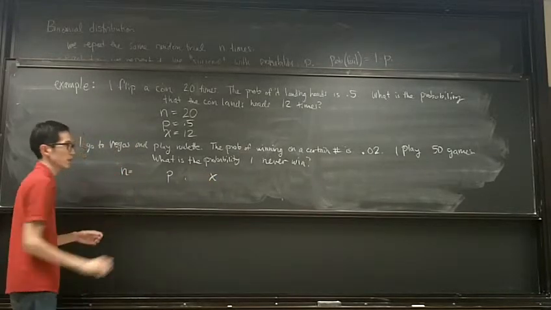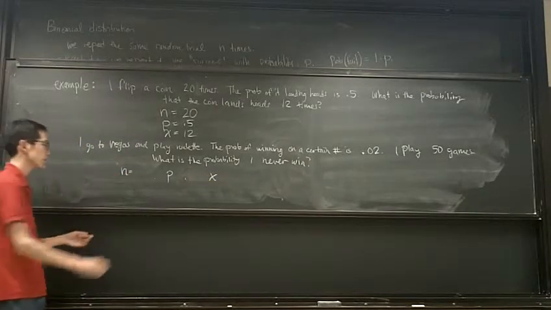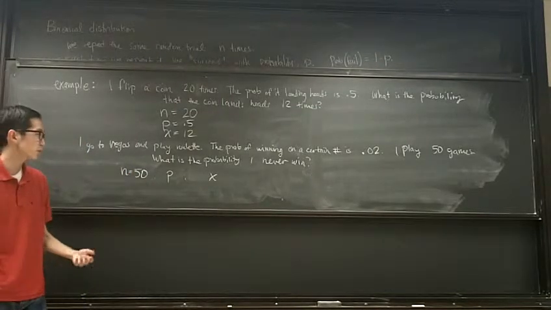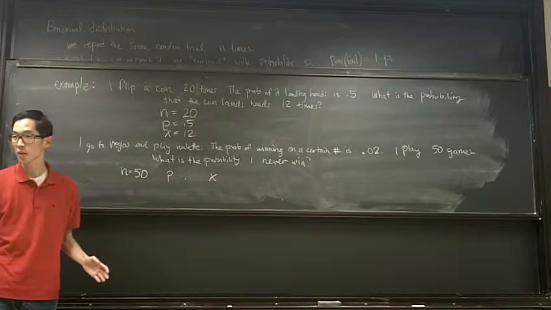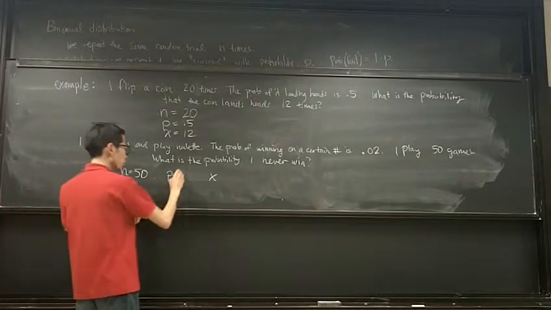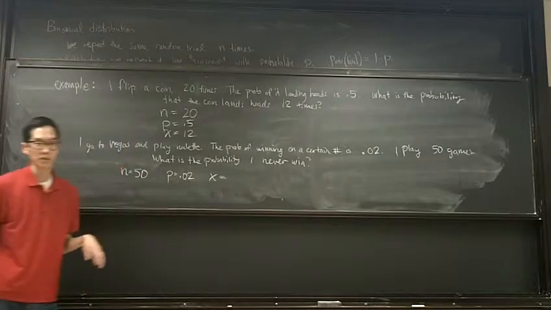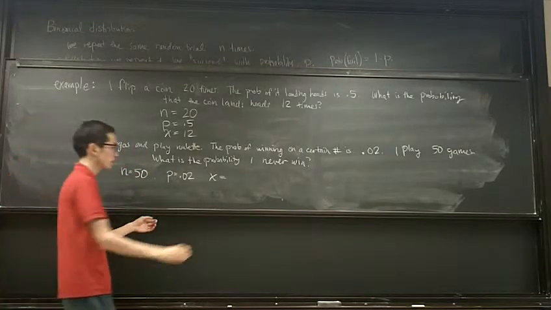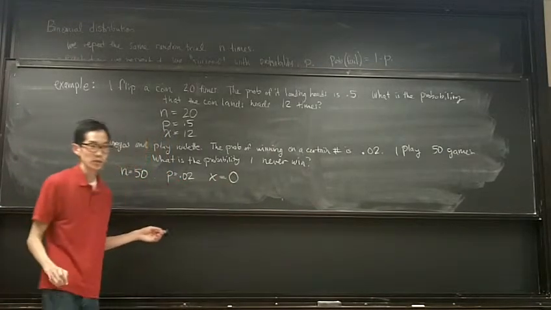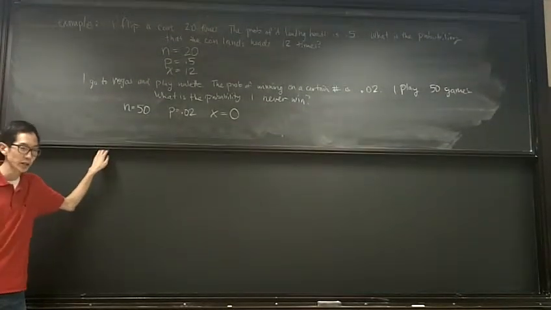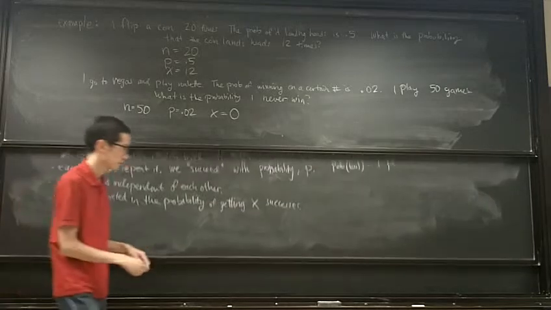In this case, n, p, x. What is my n? 50 games. 50. I'm playing 50 games. I repeat the same thing, okay? What's the probability p? 0.02. And what is x? 0. I'm interested in 0 wins. Let's do one more, and then we'll talk about how to answer these questions.